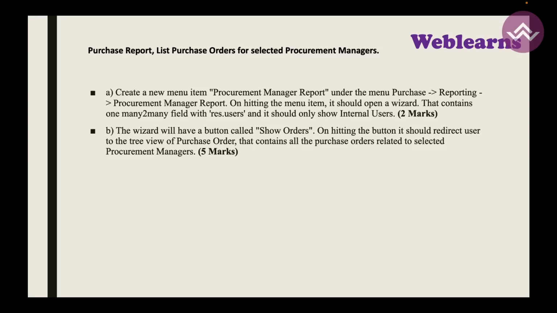Now let's say input. This is the purchase order related task. Create a new menu item procurement manager report under the menu purchase reporting document manager report. On hitting the menu item, it should open a wizard that contains one many-to-many field with various users, and it should only show internal users. The wizard will have a button called show orders. On hitting the button, it should redirect the user to the tree view of purchase order that contains all the purchase orders related to the selected document managers. Alright.